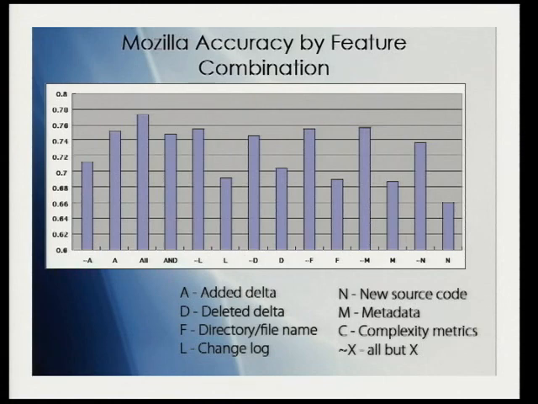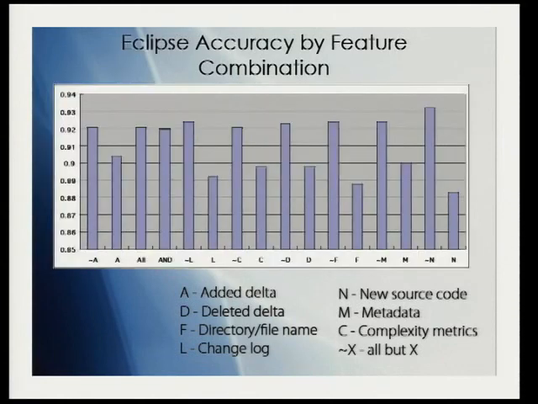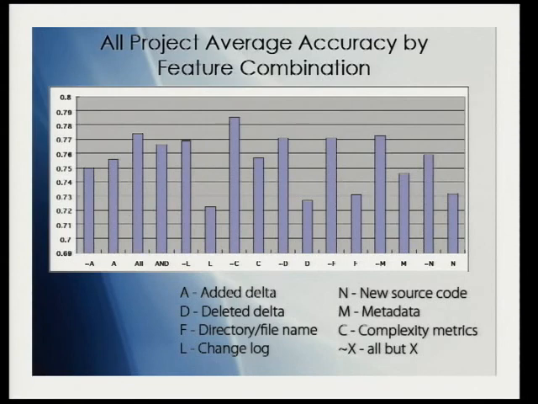If you look at this graph, mostly they are good if you use all the features, and it's really bad if you use only new source code features. For Eclipse, we have a very similar shape of results. Here, we look at all the averaged accuracy by feature combinations. What we can find is that maybe using all features is not the best. The best is using all features except the complexity metrics. Of course, this is an average, so each project may have different behavior.